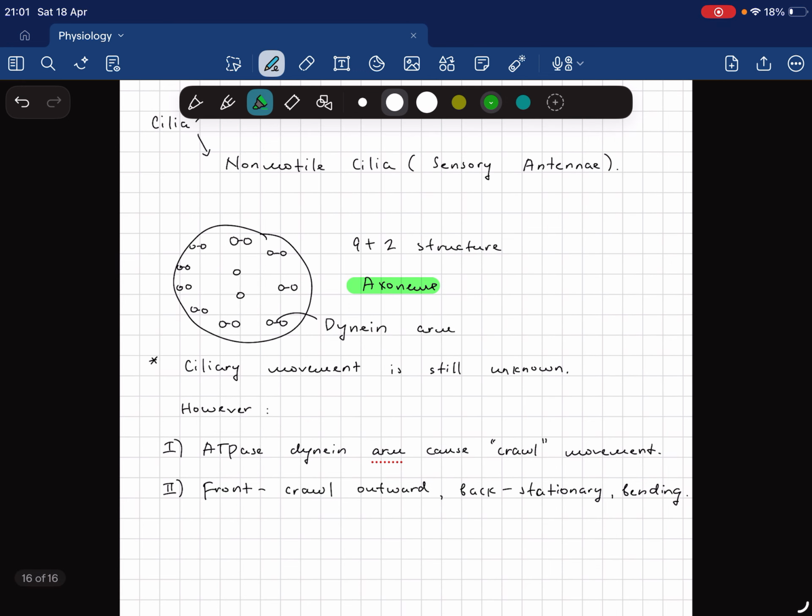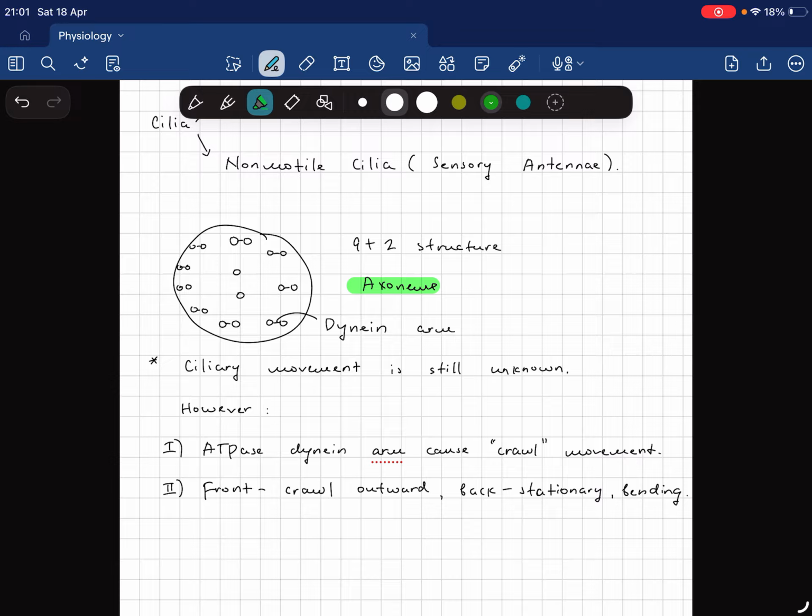If you see the structure of the cilia, it is a really well known structure. We call it the axoneme, which is a 9+2 structure, which means that 9 doublet filaments are there and two filaments are centralized in the cilia, and the doublets are interconnected with each other by the dynein arm.